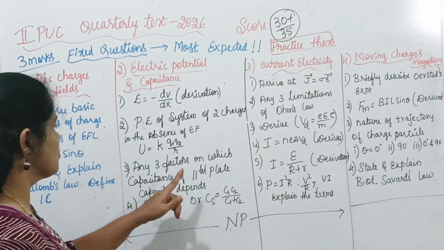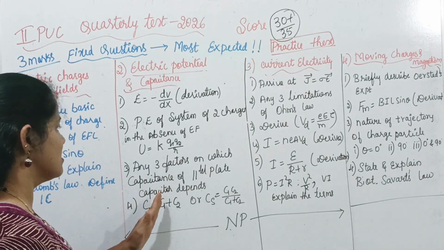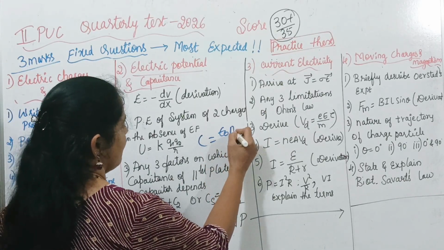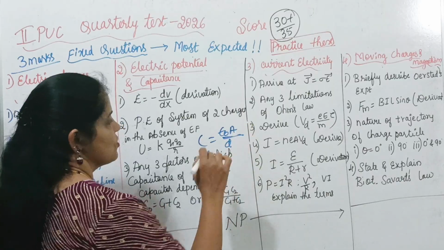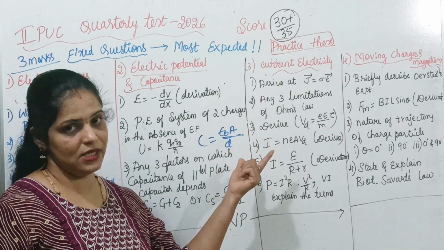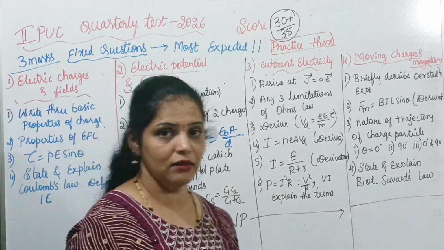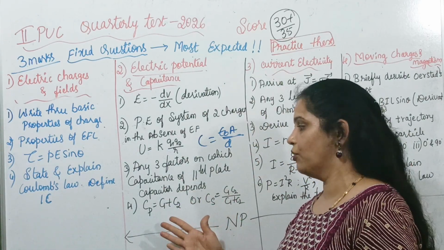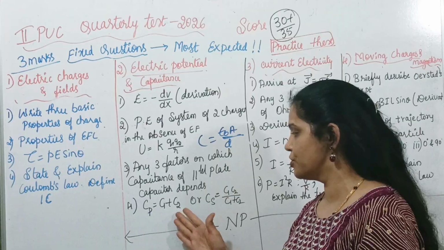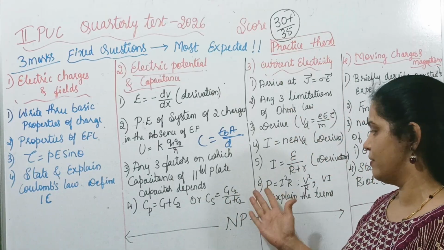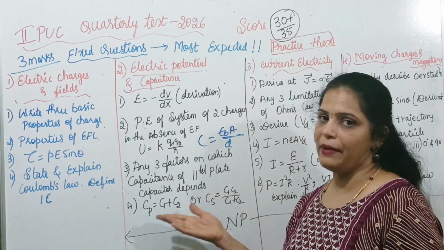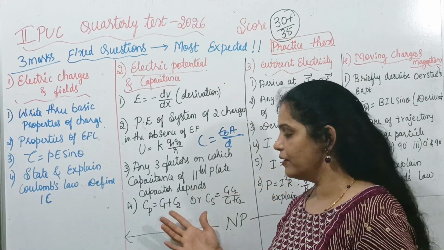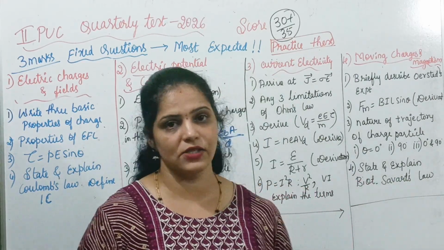And any 3 factors on which capacitance of a parallel plate capacitor depends. The equation for it is C is equal to epsilon naught A by d, and based on this you can also expect questions in MCQs. And here, capacitance when 2 capacitors are connected in series or parallel. In parallel it is C1 plus C2, and in series it is C1 C2 by C1 plus C2. That is the equivalent capacitance when a combination of capacitors is connected in series and parallel. Along with this, you can also expect some numerical questions.